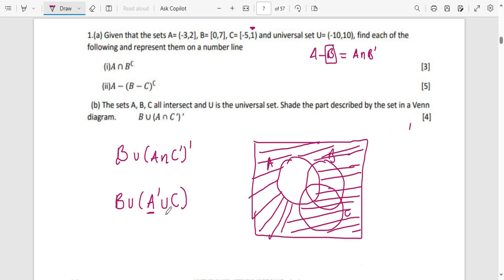Now union C. Union means also shade C. So I'll get also the entire set C. I'll shade it. So this is A complement union C. And then union B. So also shade the entire set B. So also get the entire set B and shade it. So this is the answer for this one. Okay. That's the answer for this set.